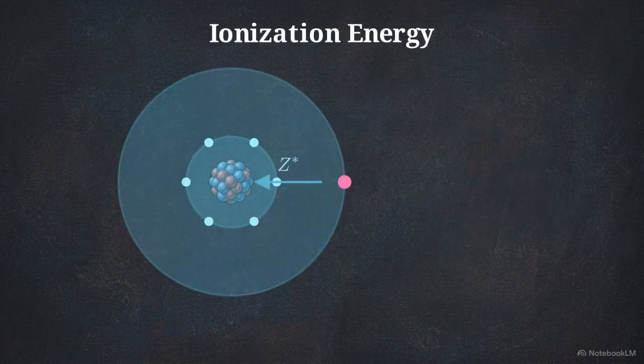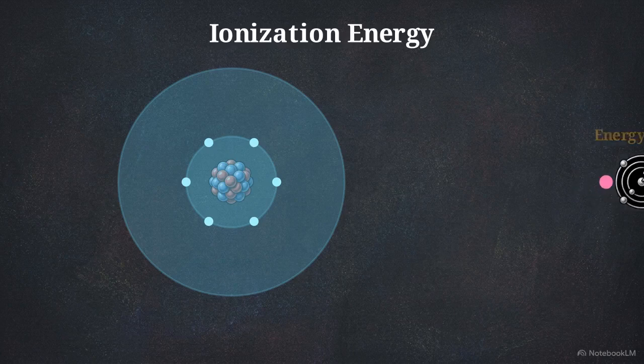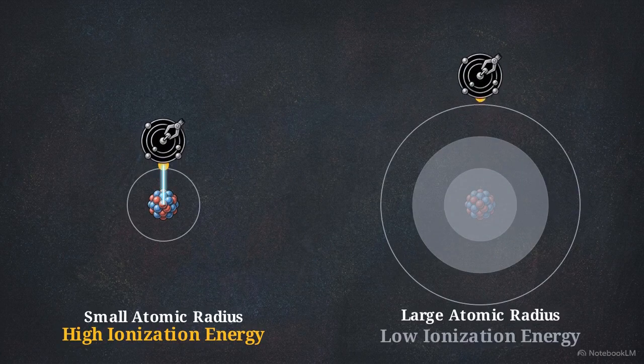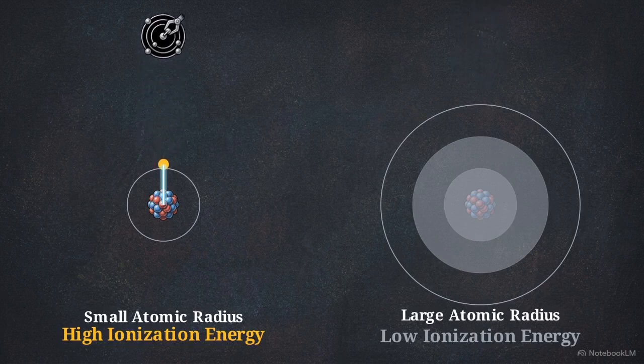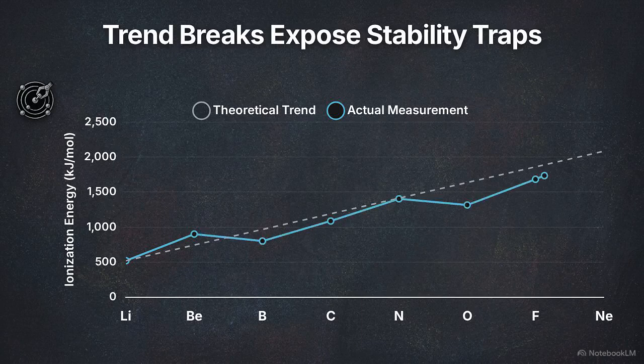That brings us to ionization energy, which is the exact amount of effort it takes to steal an outer electron. Because a smaller atom has a tighter grip, ionization energy acts as the exact inverse of atomic size. You would expect this energy requirement to rise in a perfect straight line from left to right across the table, but exam writers deliberately target the places where this straight line breaks.